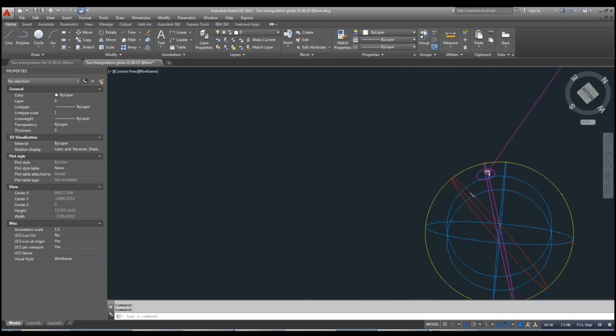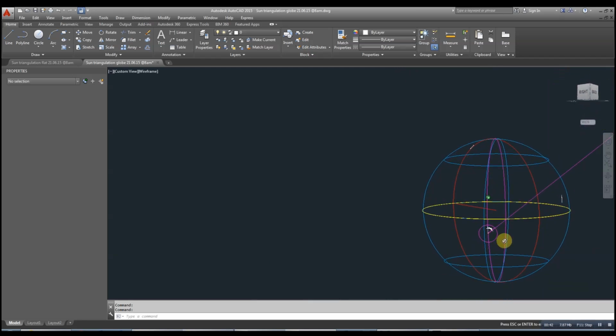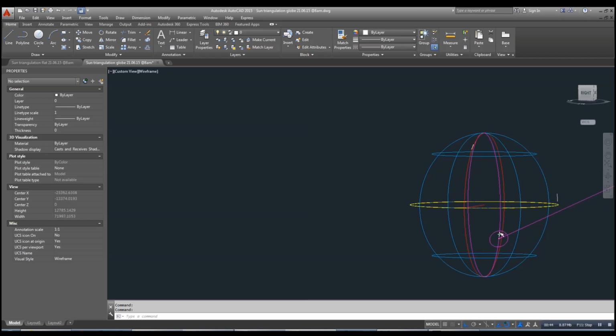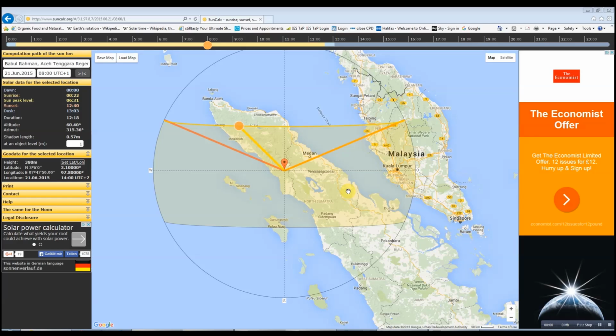So that's how I've determined South Africa. Bring it back around again. Let's look at Kuala Lumpur. So this is near to Kuala Lumpur over here. It's this North Sumatra area, just a random place that I picked.